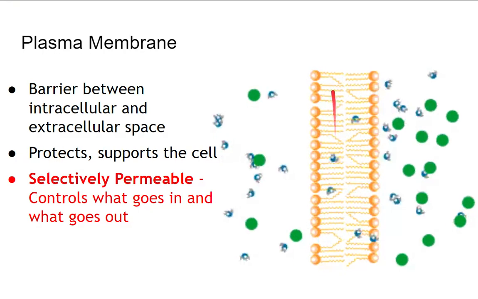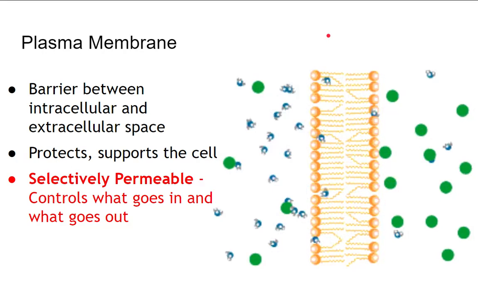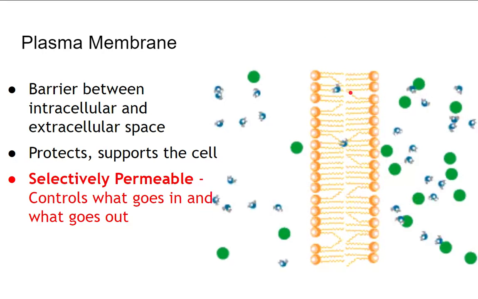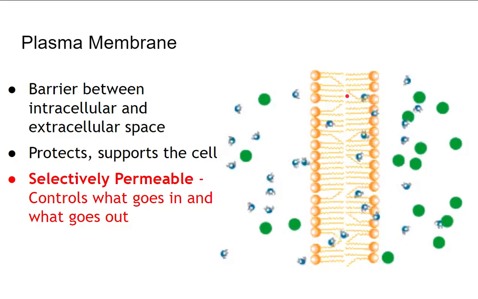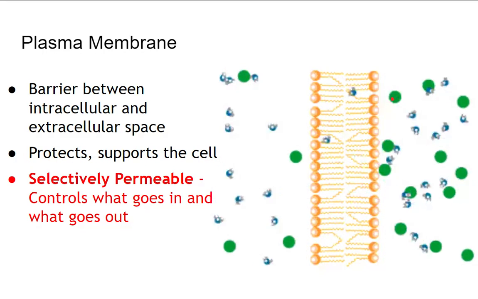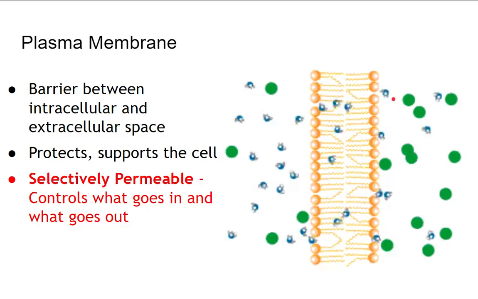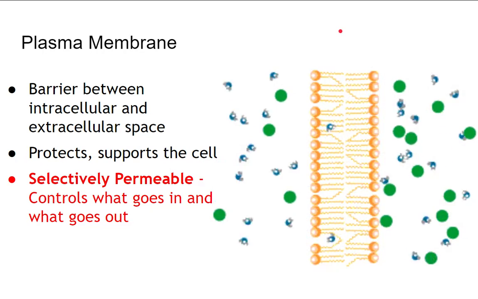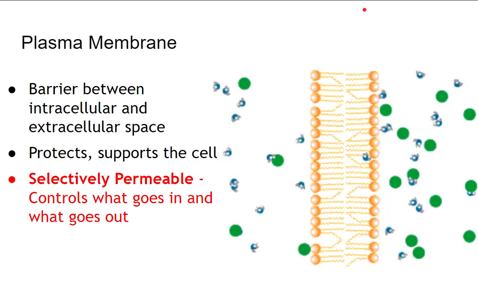Here's an example on the right of it being selectively permeable. The membrane allows the bluish white particles to easily pass through, but does not allow the green particles to go through. It is selecting which ones can go through. So again, that's called selectively permeable. Controls what goes across the membrane.